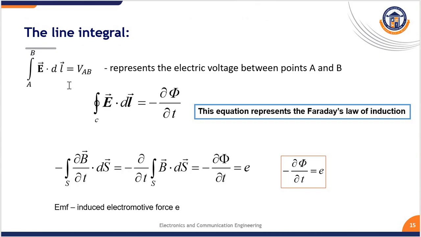The line integral from point A to B of E vector dot dl vector equals V_AB, which represents the electric voltage between points A and B. The contour integral of E vector dot dl vector equals minus d phi by dt. This equation represents Faraday's law of induction. So minus the surface integral of dou B by dou t dot dS vector equals minus dou by dou t of the surface integral of B vector dot dS vector, which equals minus dou phi by dt, that is equal to E, the EMF, the induced electromotive force E.